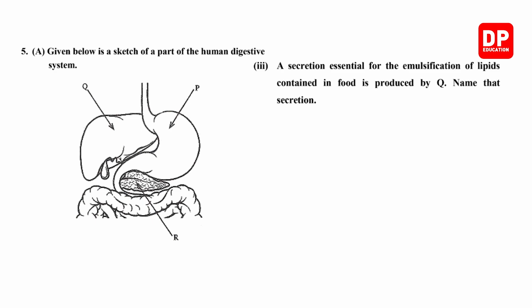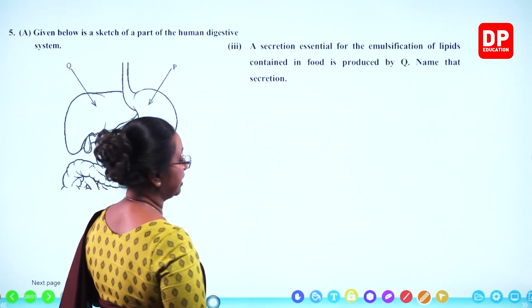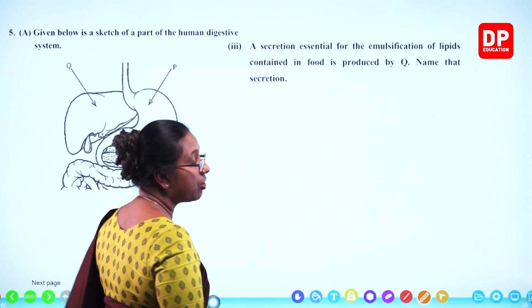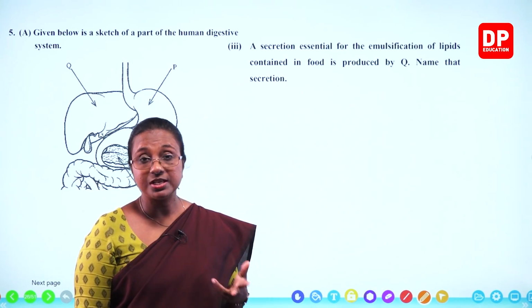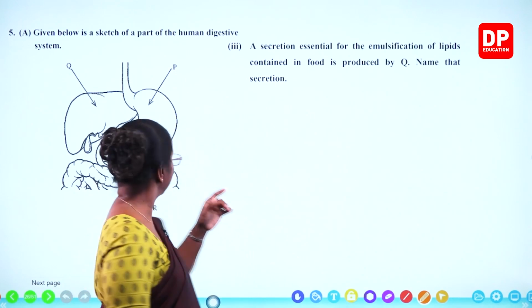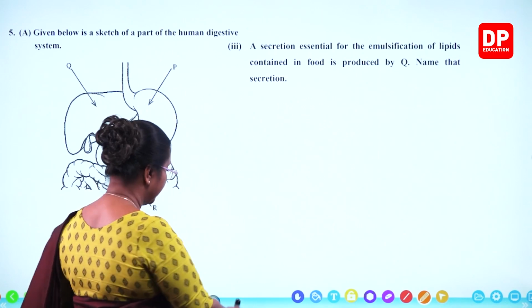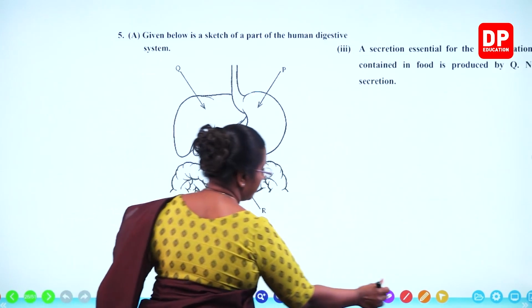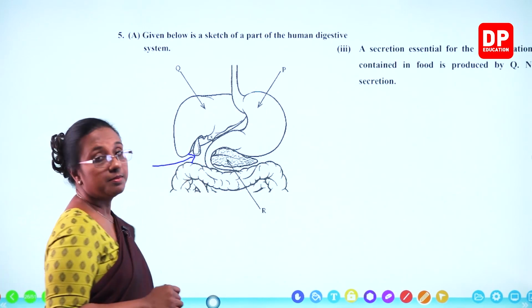Now again here we have the diagram. The third one, a secretion essential for the emulsification of lipids contained in food is produced by Q. Name that secretion. Now in this we have already identified Q as liver. I told you all liver produces bile. Bile is temporarily stored in this small structure, that is the gallbladder. You all know this. Now here this is the gallbladder where the bile is stored.